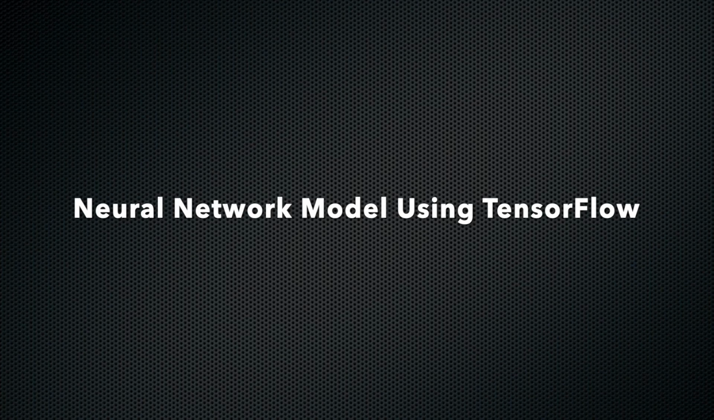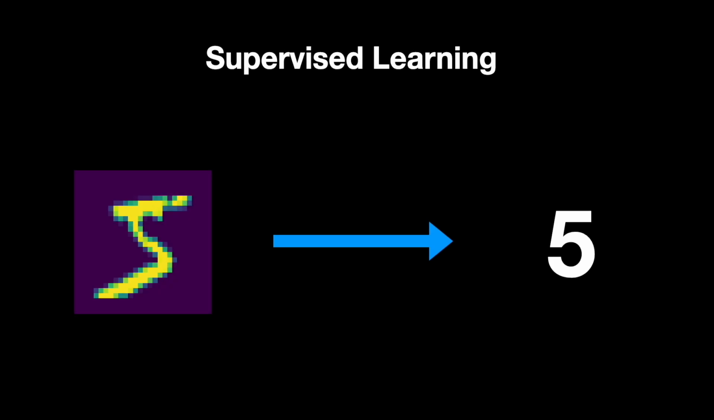In this video we are going to learn how to create our first supervised neural network model that will take an input of handwritten digits and tell us which digit it is. In this project we will be creating a supervised learning model. First we will get an idea of what supervised learning is.